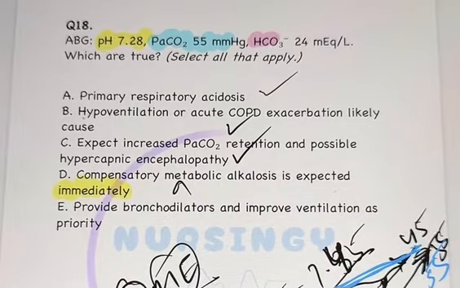What about E? Provide bronchodilator and improve ventilation as priority. Is it correct?